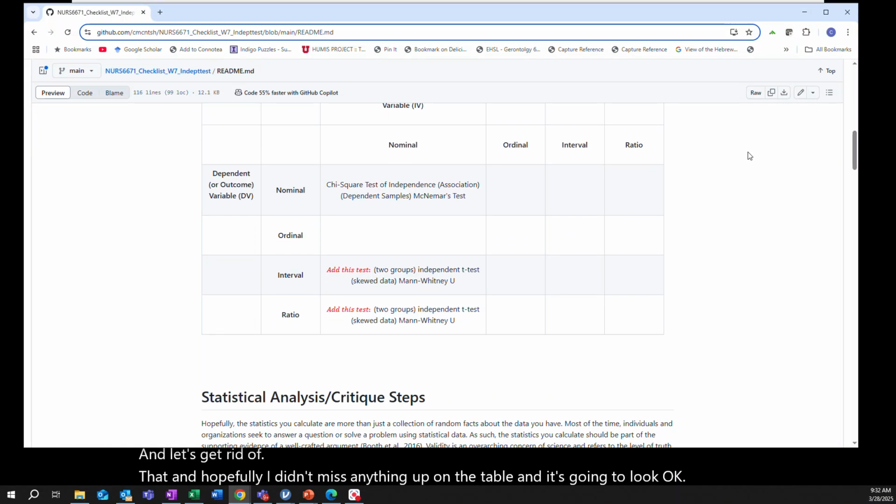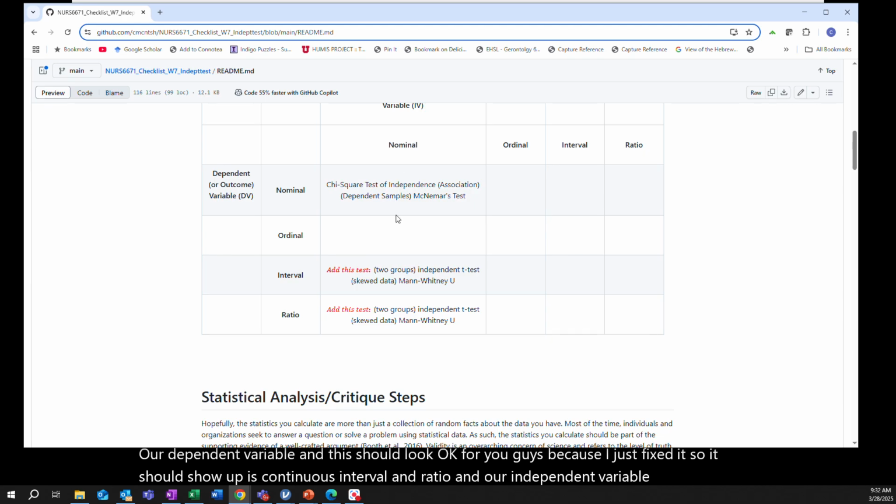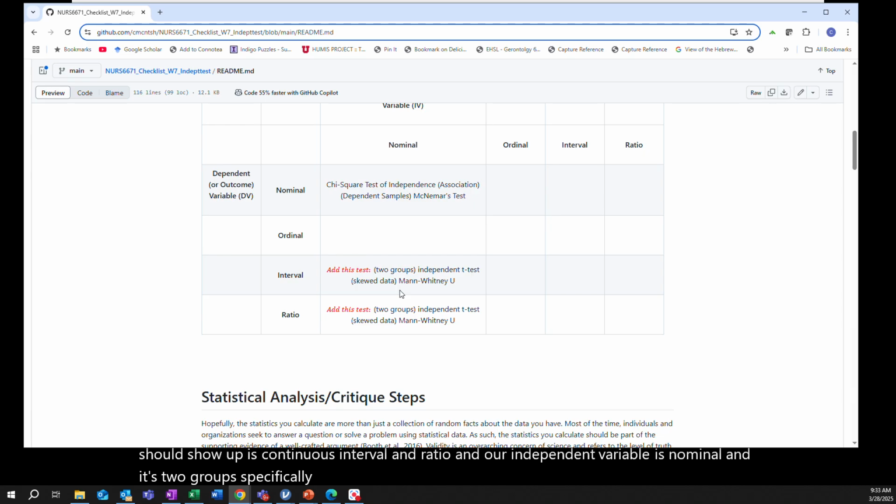Okay, that looks better. So our outcome variable, our dependent variable, and this should look okay for you guys because I just fixed it, is continuous, interval and ratio, and our independent variable is nominal. And it's two groups, specifically an independent t-test, and if you have a problem with normality, you can do a non-parametric test, and the non-parametric alternative for an independent t-test is a Mann-Whitney U-test. So we added that there in that table.